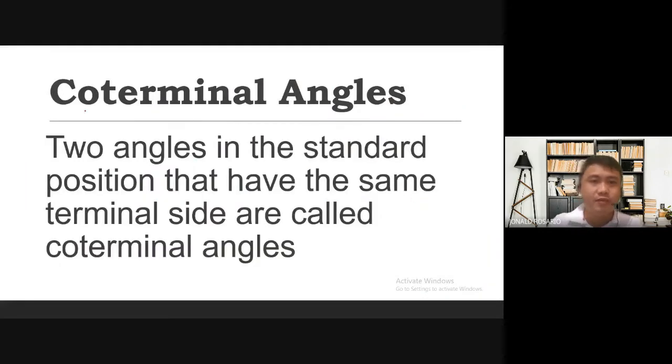Okay, so next we have the coterminal angles. Once again, two angles in the standard position that have the same terminal side are called coterminal angles. So mayroon tayong dalawang angles na nakasulat sa standard position na may parehas na terminal side. Ang tawag po sa kanila coterminal angles.